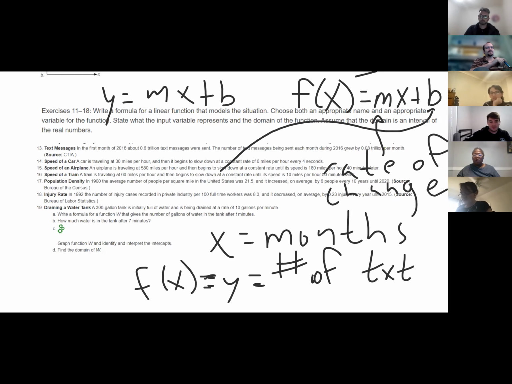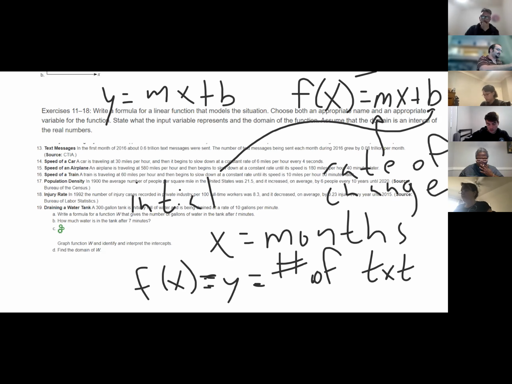Like our y-intercept when we were buying cars, it wasn't 0. Yes, where x equals 0. The 0.6 trillion. I was looking for a more general sort of thing happening. That 0.6 trillion is where we're starting, right? So this is like our starting point.